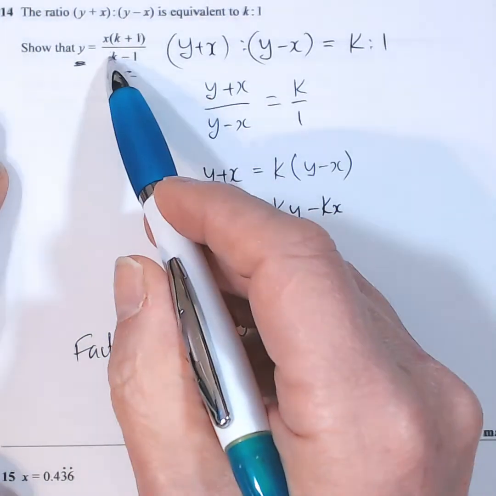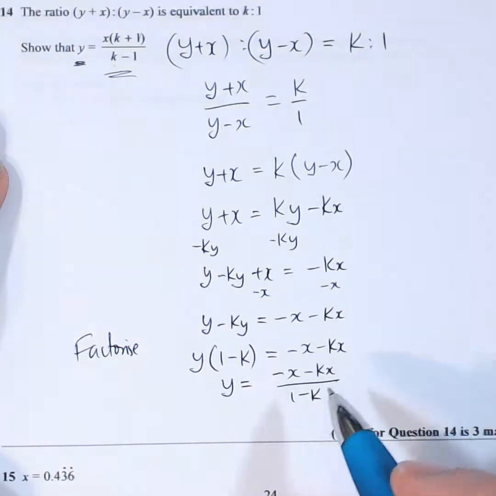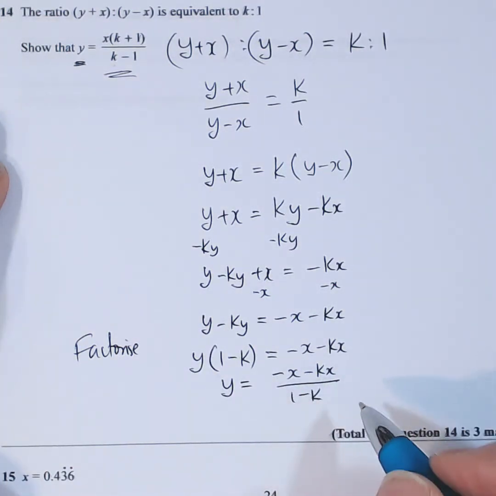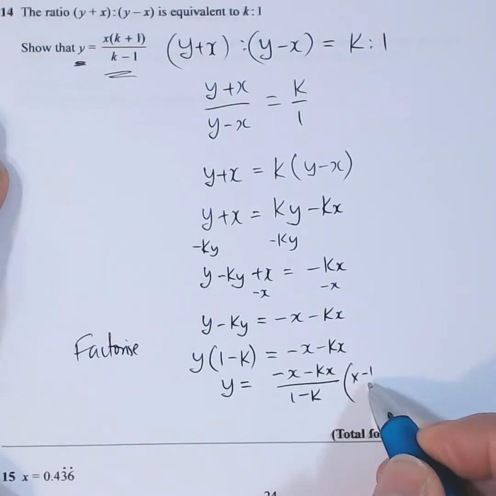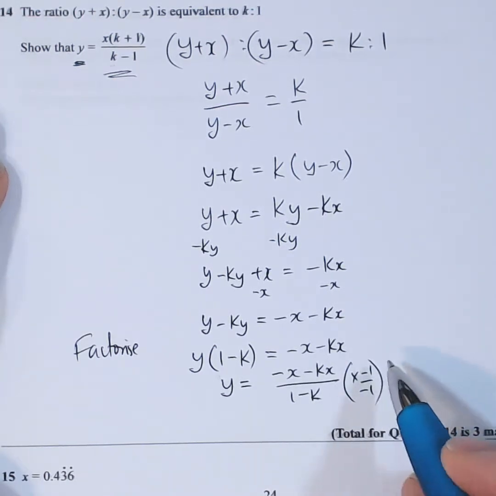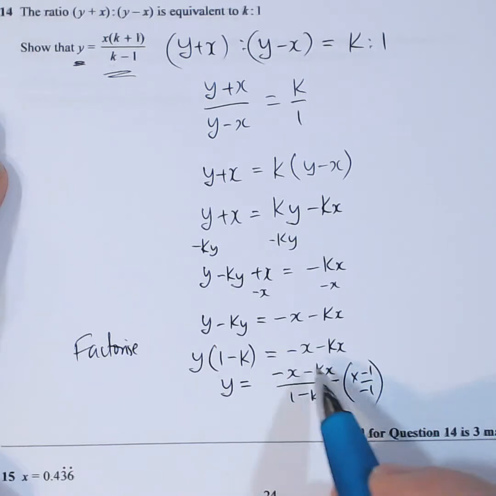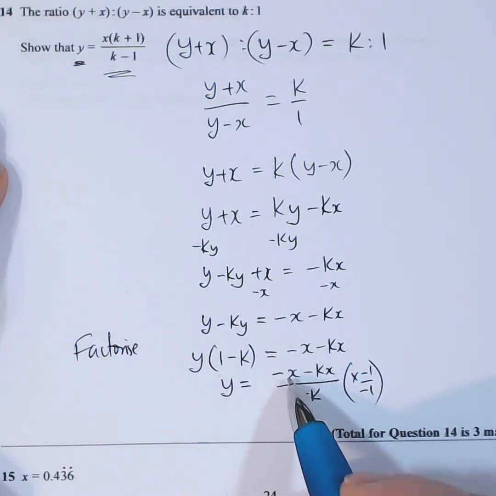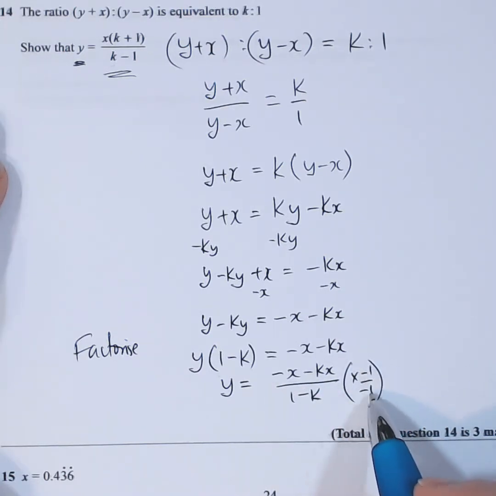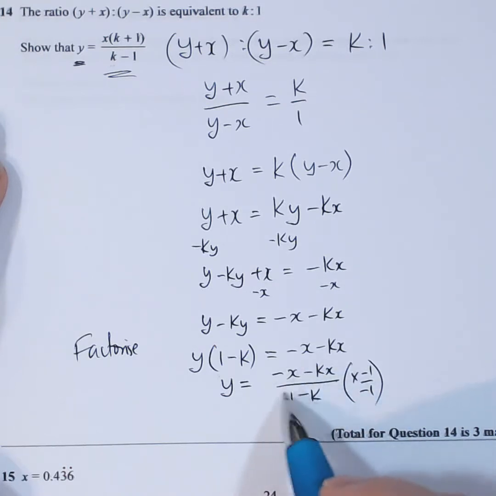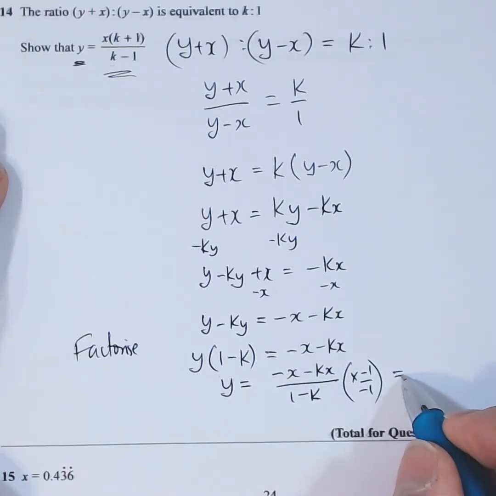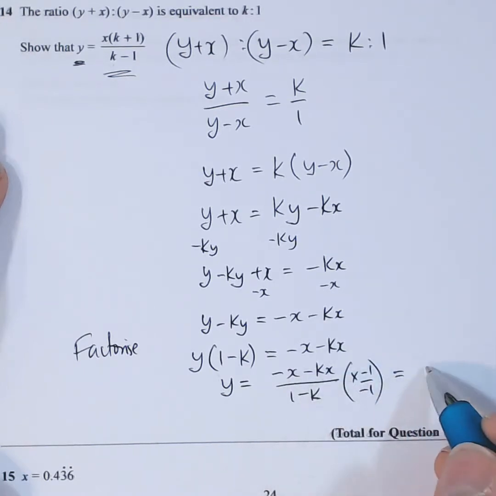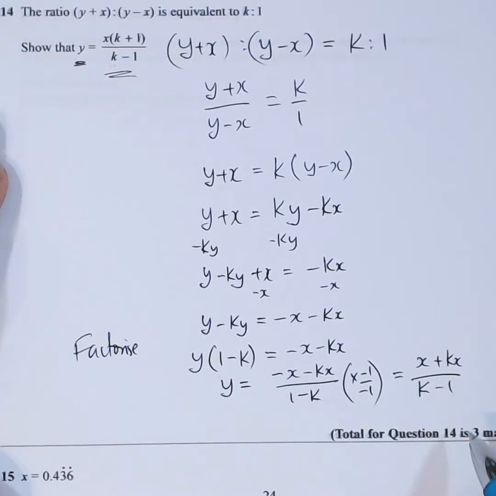But what we noticed about the answer is they wanted positive k take 1 on the bottom, not 1 take away k. So the way we do this is we multiply by negative 1 over negative 1. And literally what that does is it just changes all the signs from negative to positive and positive to negative. So we'll basically multiply by 1, because negative 1 divided by negative 1 is 1. So we're not going to change the value of this, we're just going to change the way it looks. So the opposite of that is going to be x plus kx, and the opposite of this is going to be k take away 1.